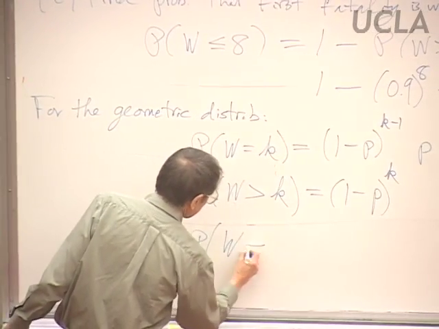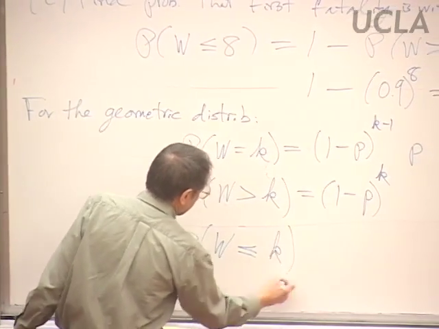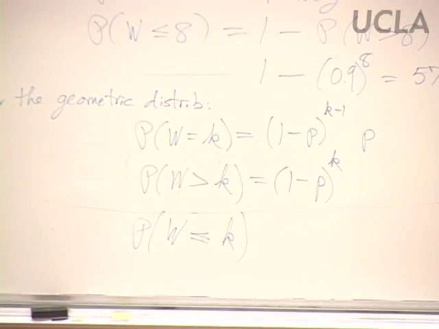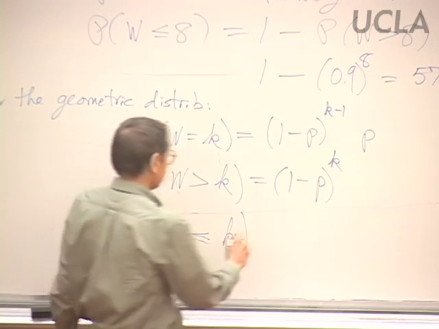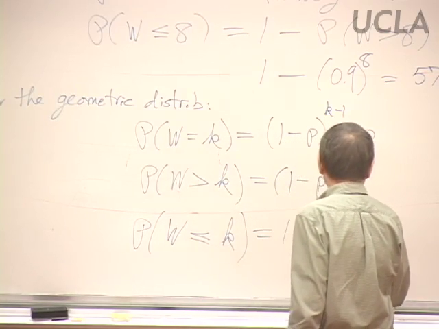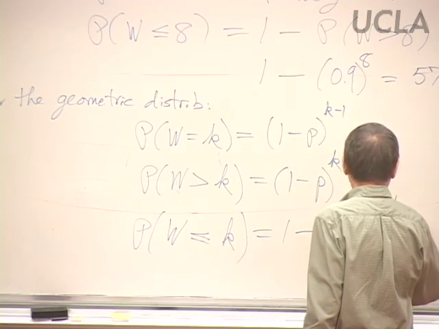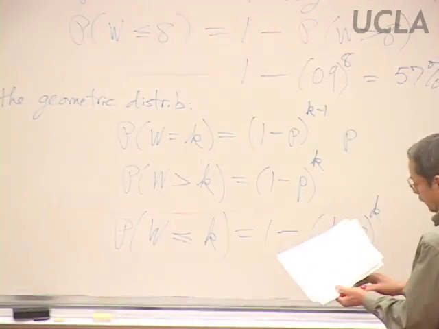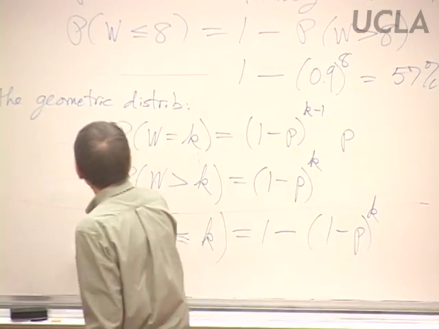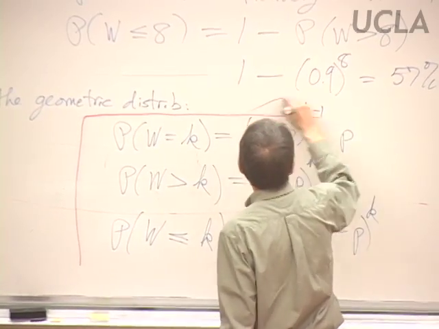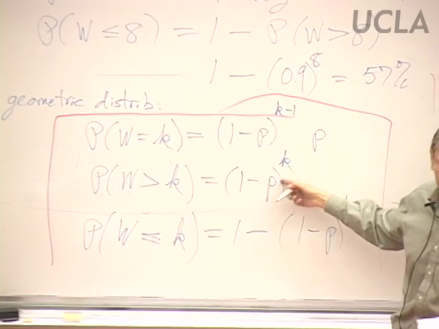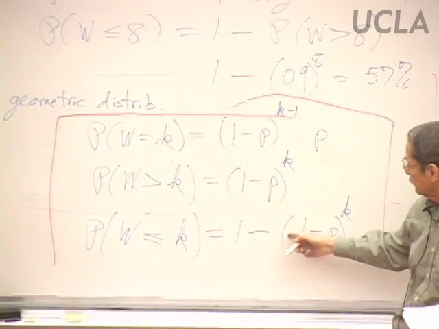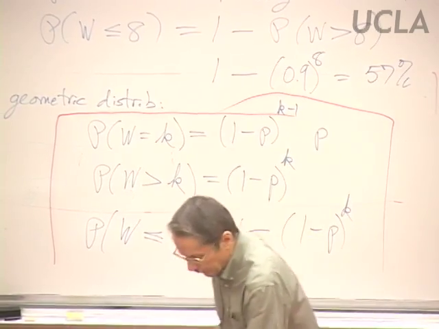And for the cumulative distribution, the probability that W is k or less, well, that's the complement of the preceding event. So it's going to be 1 minus (1 minus p) to the k. Well, so these are the, oops. This was part B of the problem, this was part C of the problem, and the methods generalize.